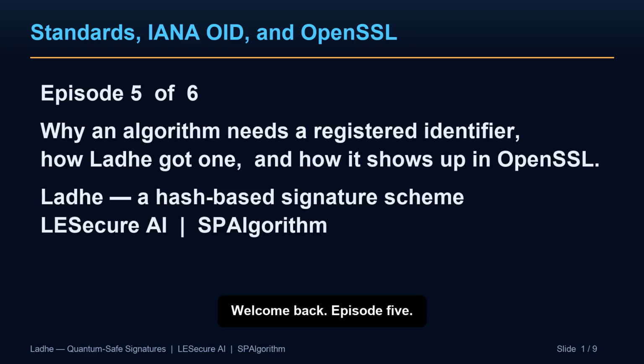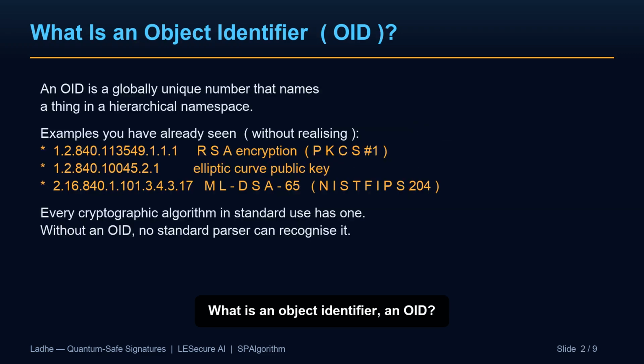Welcome back. Episode 5, Standards, the IANA Object Identifier, and the OpenSSL walkthrough. Today we look at why an algorithm needs a registered identifier, how Ladhe got one, and how it shows up in OpenSSL.